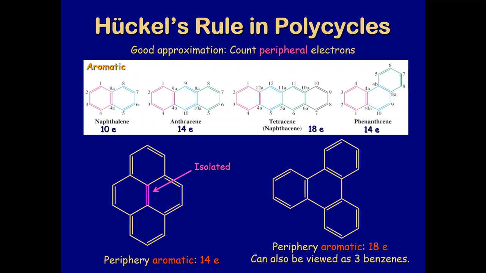So 4n plus 2 equals 14, n equals 3. 3 is a whole number. For the second one, 4n plus 2 equals 18, n equals 4. Again, do not learn these structures. There's no need. Just learn what we're doing.